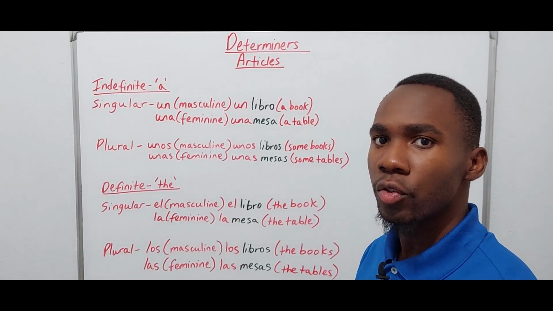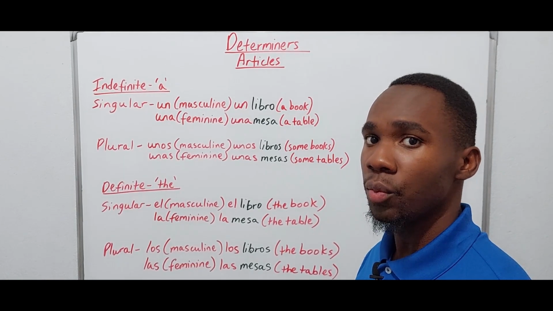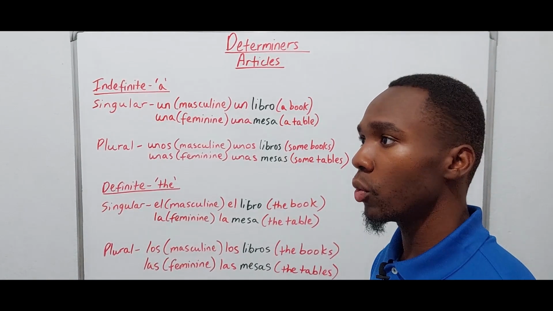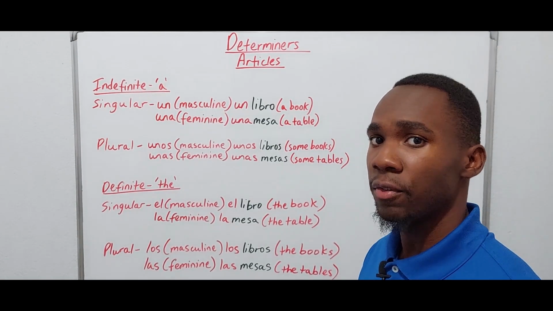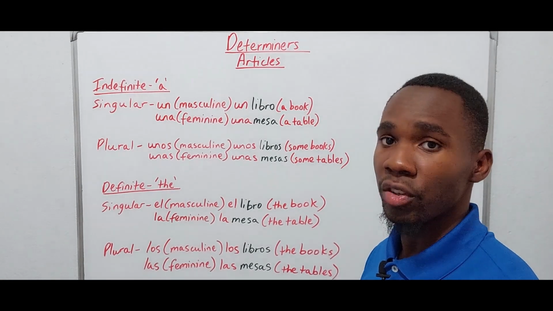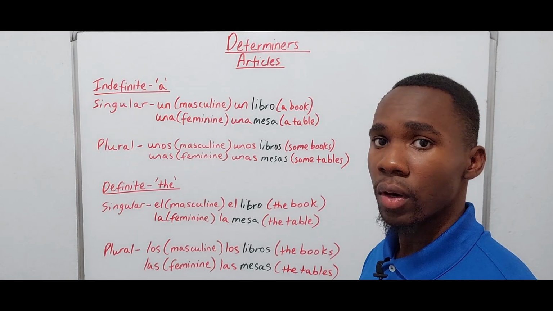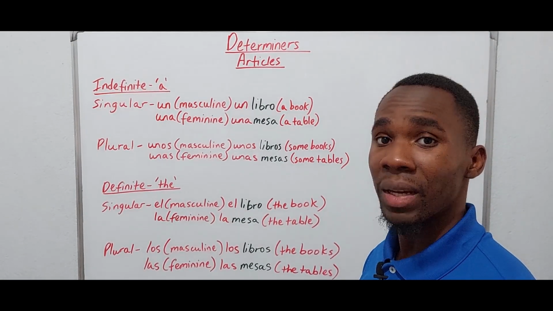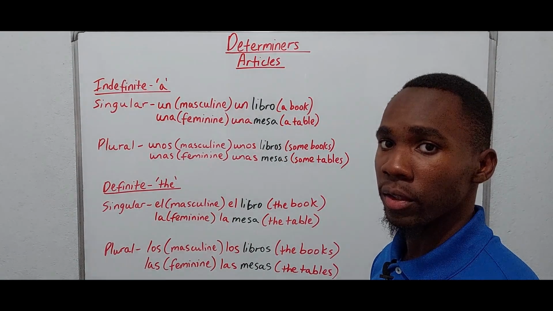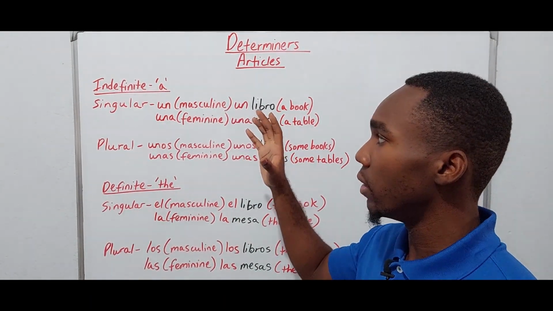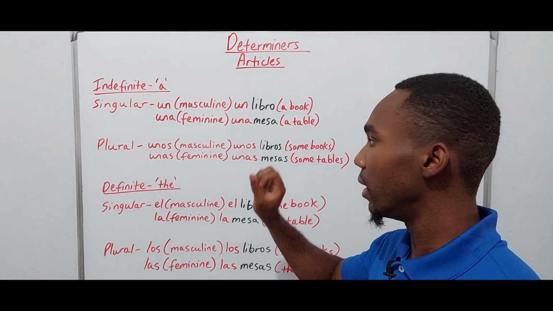Okay, so we move on to determiners, okay? And the first determiner that we will look at today will be articles. And if you don't know what a determiner is, a determiner is simply a word that is placed before a noun that gives extra information, whether it be an amount or it could be related to specificity, right? So we're going to start with articles, right? So, of course, you know, we have two types of articles. We have the indefinite and the definite article.